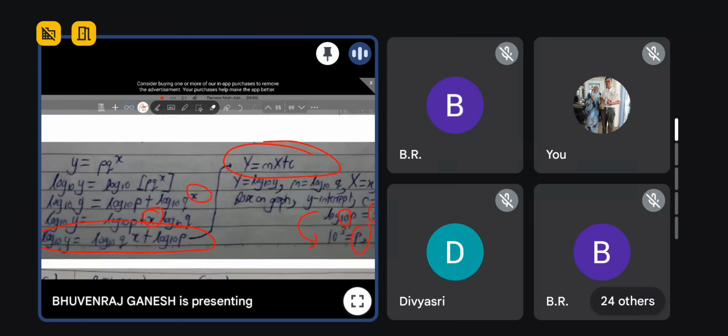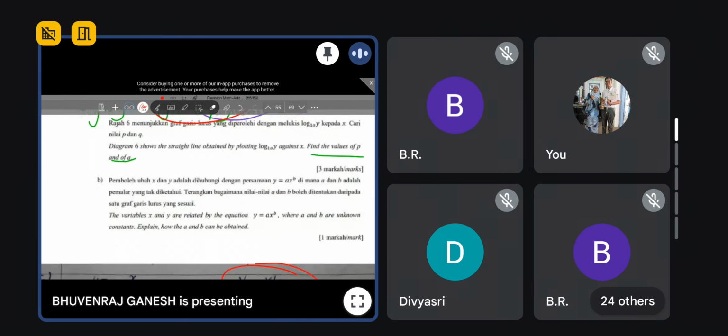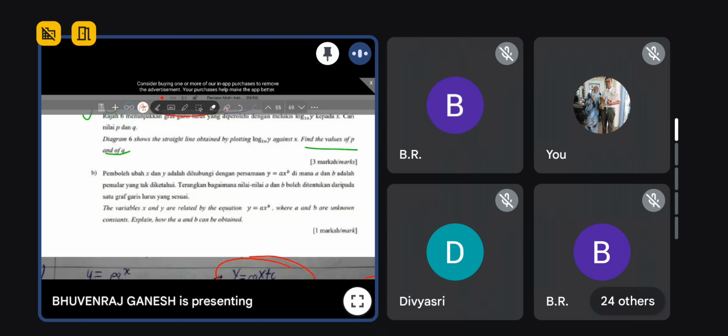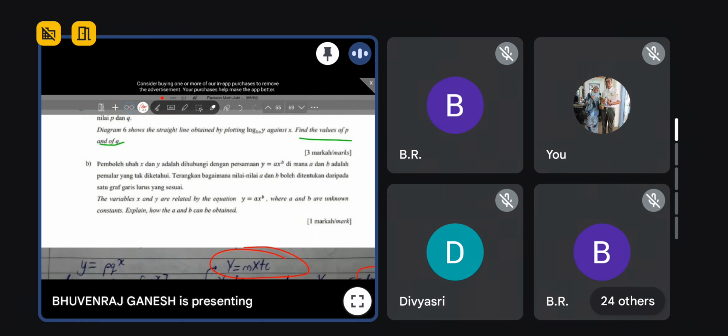Okay. So yeah. Okay. So we go to part B now. Part B only 1 mark. So yeah, they say explain how A and B can be obtained. So guys, if you see this kind of equation, what can I do again? Everyone here. Apa saya boleh buat? Yes, again, when you see the power, you can add log 10 kepada 2 belah persamaan.